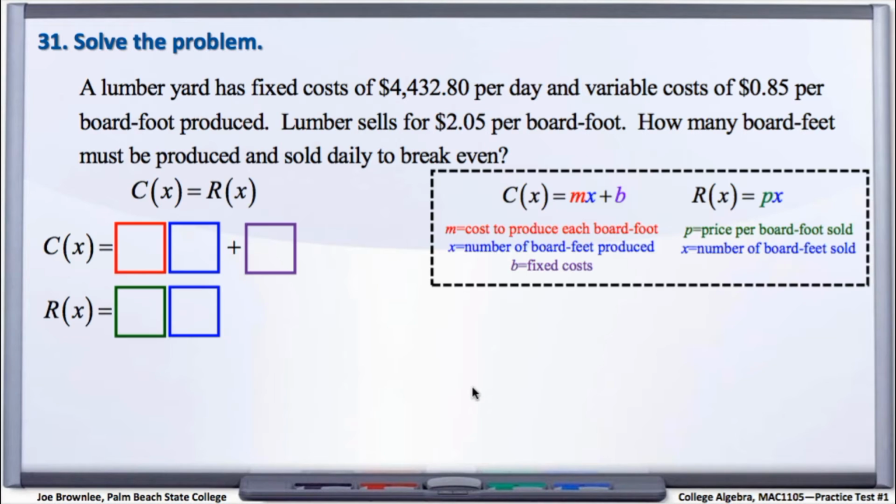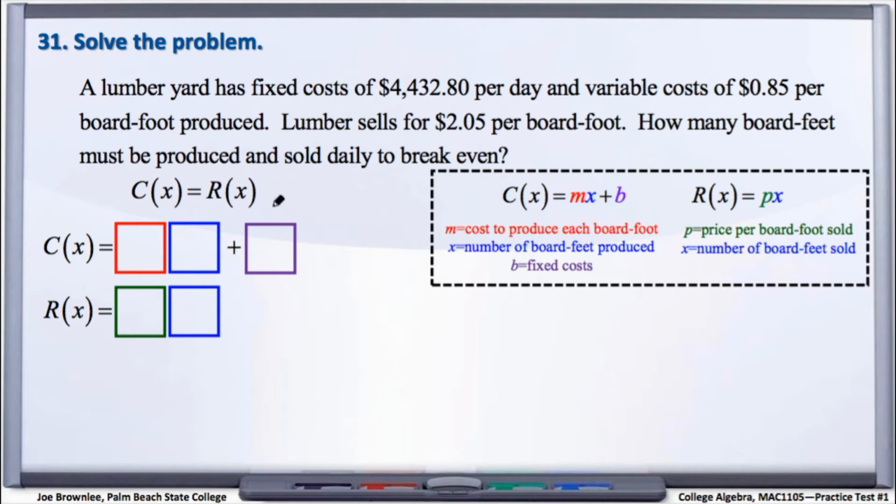I'm going to go right to this slide, and we're going to start finding the cost function and the revenue function, which are the two pieces that we need. We're going to then set those two things equal to each other so that we can figure out how many board feet we have to produce and sell daily. So if you haven't watched 30, go back, take a look at 30, and this will all make a lot more sense. If you have, then I think we're good to go.